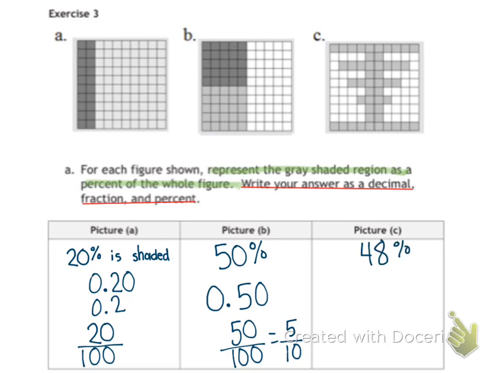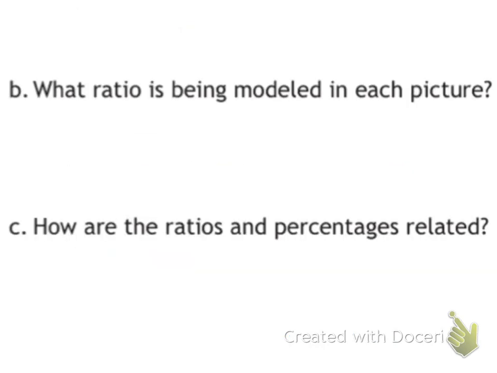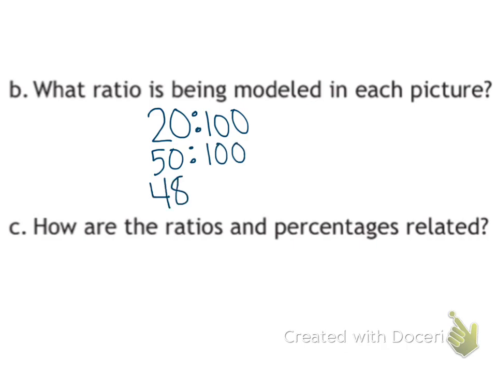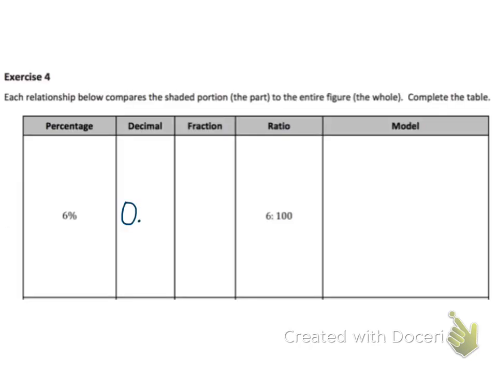All right, letter C. If you were to count them, you have 48 units shaded. That makes 48%. Right, 0.48 and 48 out of 100. What ratio is being modeled in each picture? So for picture A, the ratio is 20 to 100. Picture B, 50 to 100. And picture C, 48 to 100. How are the ratios and percents related? Right, it shows how much they are out of 100.